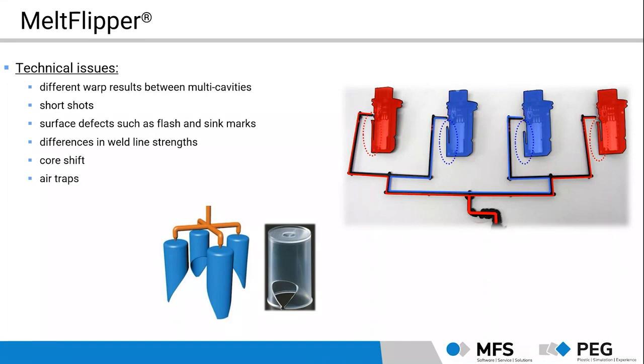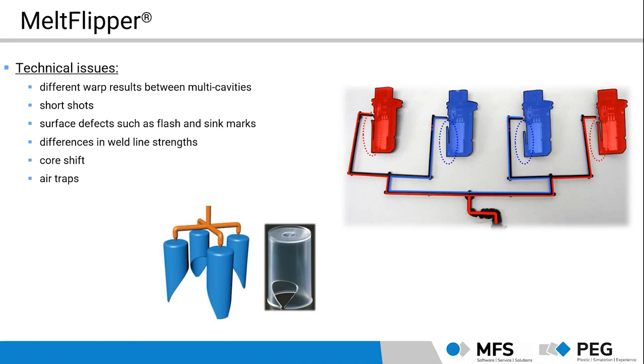What people observe, especially in multi-cavity tools, are different results of this just explained effect. Maybe they see different warp results between the different cavities, which comes from different packing distribution in the complete tool. Maybe they observe short shots like I've showed you before in these pictures. Sometimes they have surface defects. I have an example on one of the next slides.